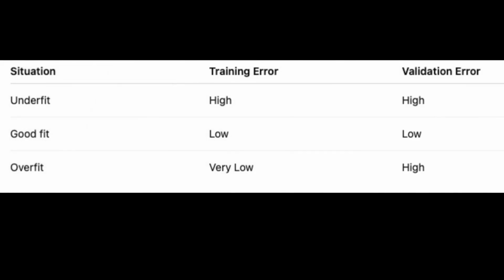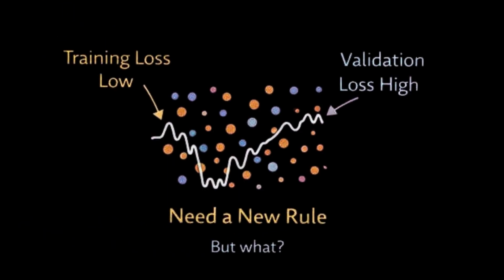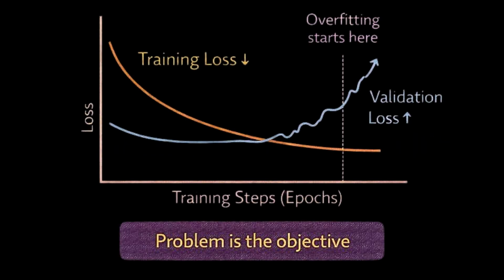Let's summarize this mathematically. Training error answers one question. How well does the model fit the data it learned from? Validation error answers a different question. How well does the model generalize? If both go down, learning is good. If training goes down and validation goes up, overfitting. Now we have a dilemma. Gradient descent always tries to reduce training error, but reducing training error alone can hurt generalization. So we need a way to control the model mathematically, to reward simplicity and punish excessive complexity. That penalty is called regularization, and that's where we go next.